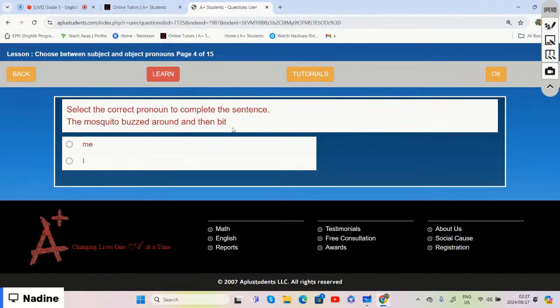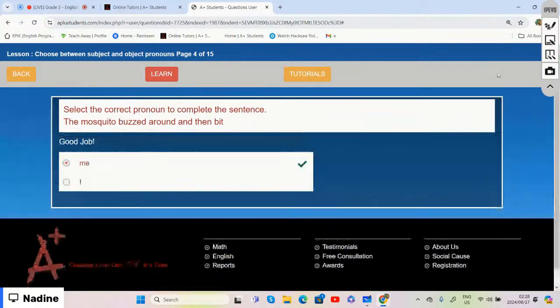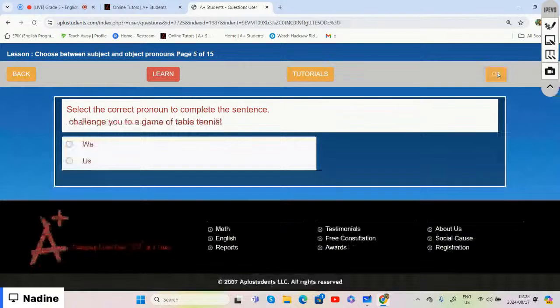The mosquito buzzed around and then bit me, or do we say and then bit I? So we said the mosquito buzzed around and then bit me, right? Because I you'll usually find at the beginning of the sentence, but me you'll find after the action verb, and bit was the action verb.